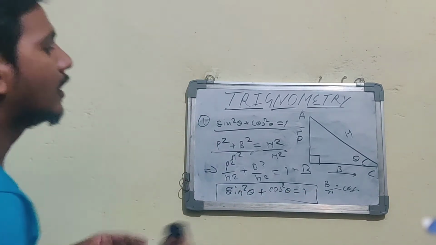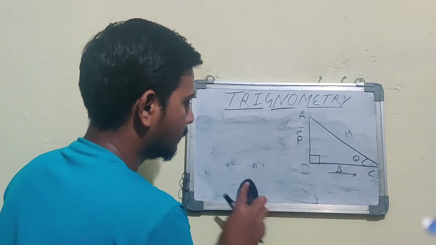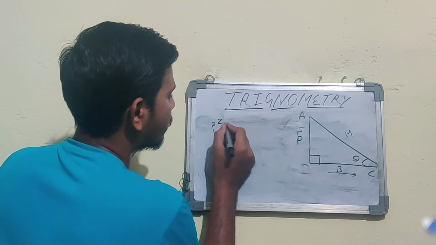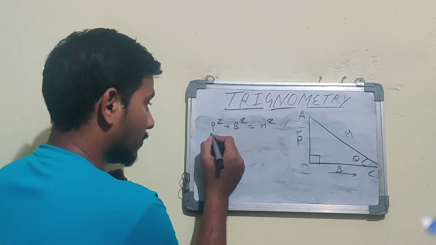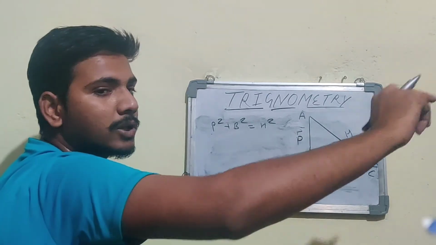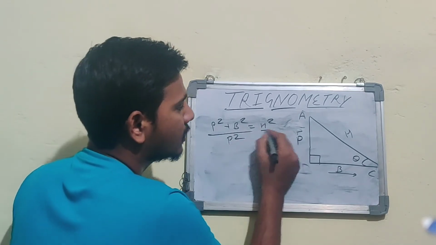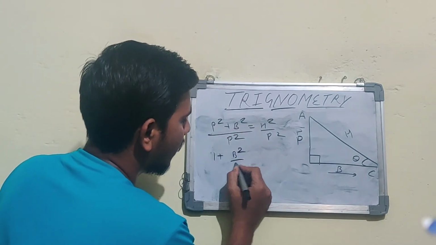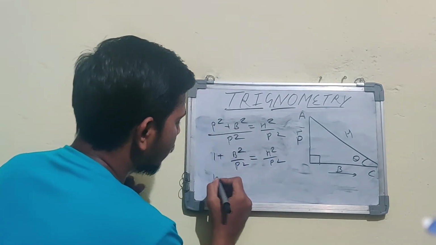Now we will talk about the second identity. Again we will take Pythagoras theorem. P square plus b square is equal to h square, which means perpendicular square plus base square is equal to hypotenuse square. This time we will divide this whole equation by perpendicular square, which is p square. Here this will be equal to 1 plus b square upon p square is equal to h square upon p square.